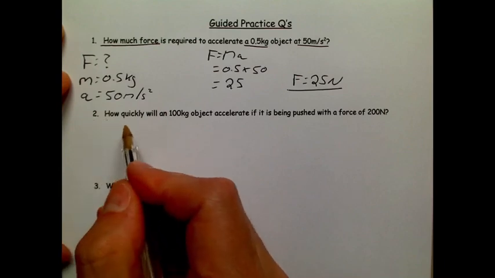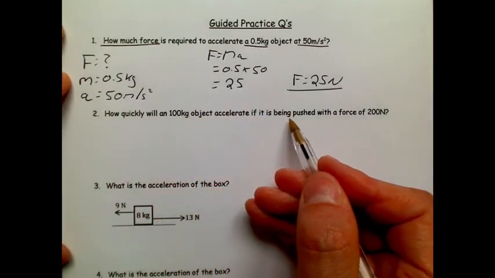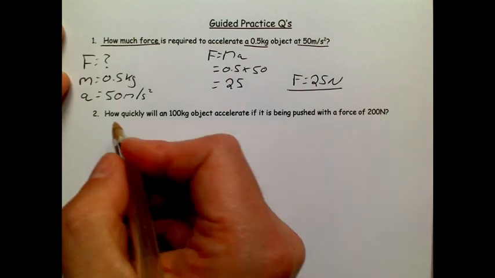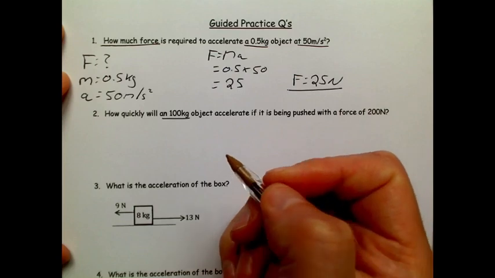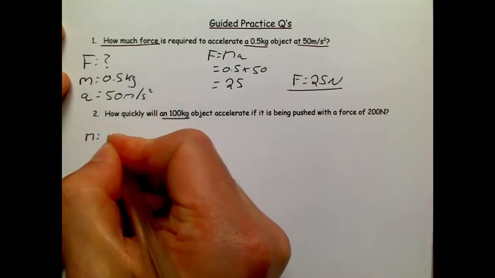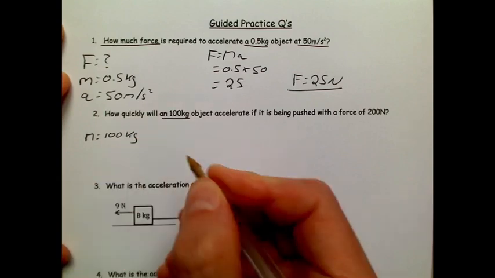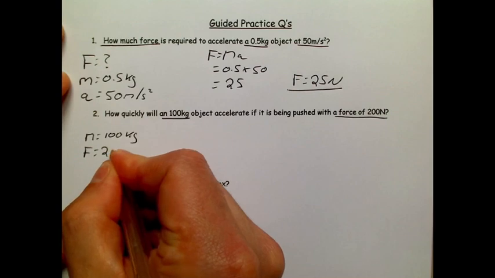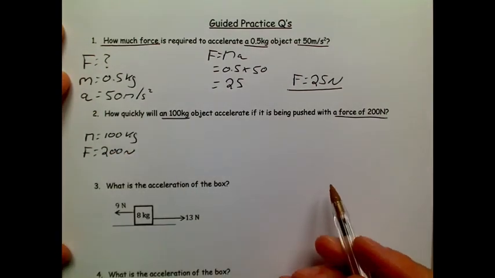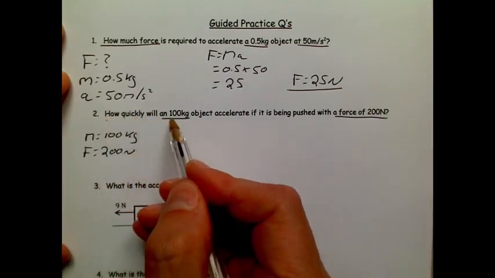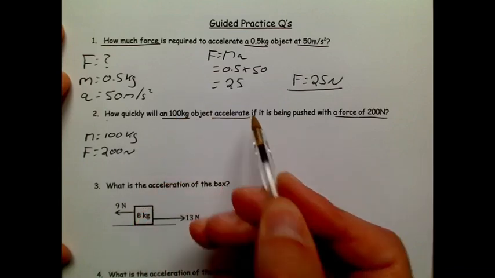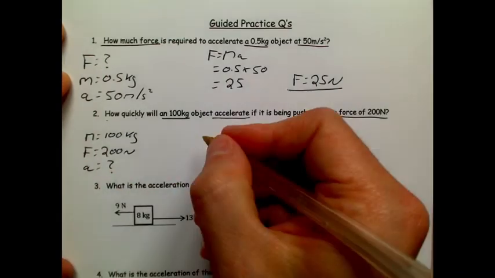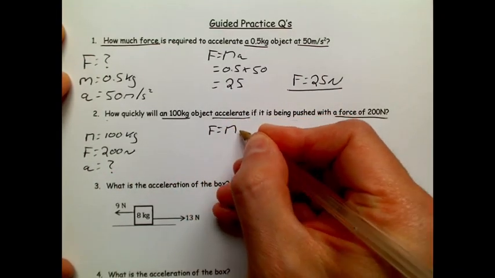Question 2. How quickly will a 100 kilogram object accelerate if it's being pushed with a force of 200 newtons? So again, let's pick out the key information. I've got a 100 kilogram object, so my mass is 100 kilograms, pushed with a force of 200 newtons. F is 200. So what do I need to work out? Well, it says how quickly will our 100 kilogram object accelerate. So I need to work out the acceleration, which is a. So the formula that links those, as we know, F equals ma.